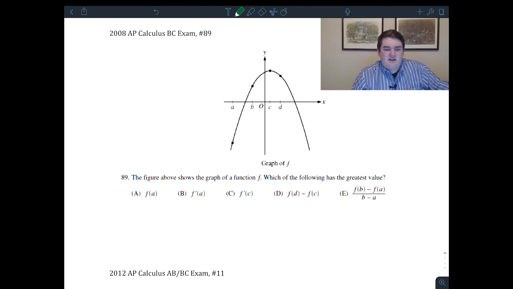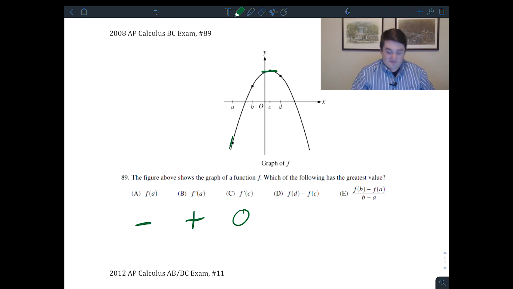2008 BC number 89, the figure above shows the graph of a function f, which of the following has the greatest value. All right, well, let's look. F of a, so the y value that goes with the x value of a, that's a negative number. F prime of a, the slope of the tangent line at a, so this slope right here, for now we'll just say that's a positive number. C, f prime of c, so the slope of the tangent line at c, that looks pretty flat to me. If it's not 0, it's pretty close to 0, so we're going to say roughly 0.